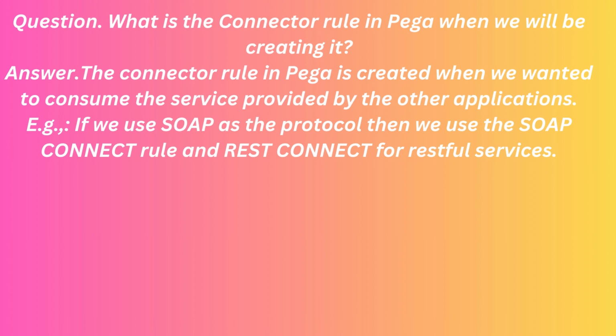Question. What is the connector rule in Pega and when will we be creating it? Answer. The connector rule in Pega is created when we want to consume the service provided by other applications. E.g., if we use SOAP as the protocol, then we use the SOAP connect rule, and REST connect for RESTful services.